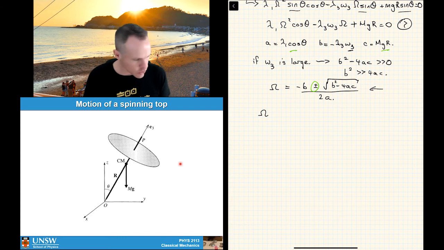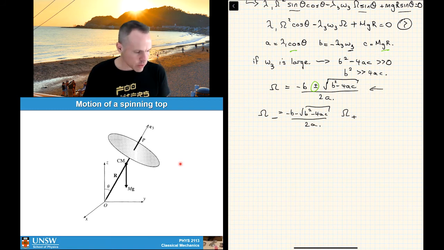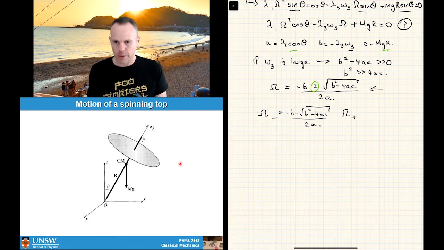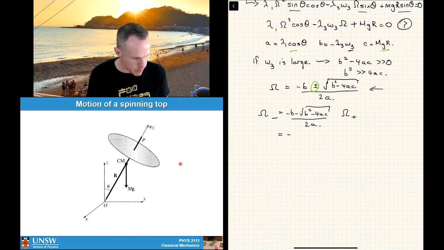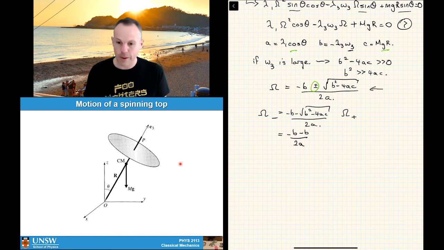So what we're going to do here is take an omega minus and an omega plus, and we're going to take some approximations around this thing, right? So this would be minus b minus square root b squared minus 4ac on 2a. And what we know is that b squared is much bigger than 4ac, so it might as well be b squared. Square root of b squared is b. So this is going to be minus b on 2a, right? Basic approximation. We've basically just said that b squared minus 4ac is b squared. And of course, then this is minus 2b on 2a, which is minus b on a. Really easy solution, okay?